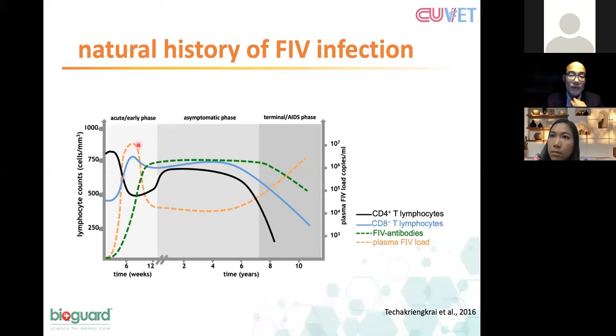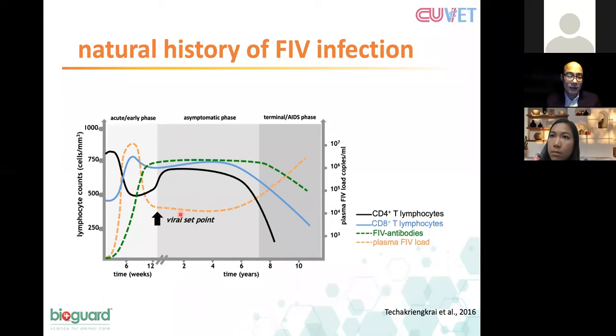When the virus is controlled to the lowest level in the circulation, and the CD4 rebounds to the highest level after infection in the early phase, we call this transition point the viral set point. This is the point that separates the early phase and the asymptomatic phase.